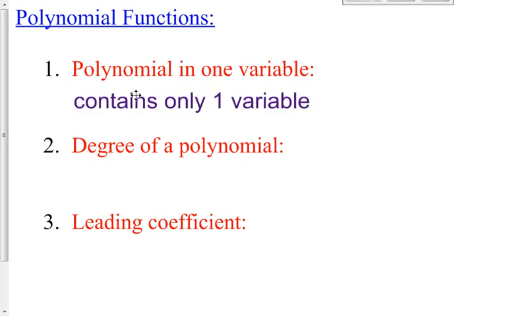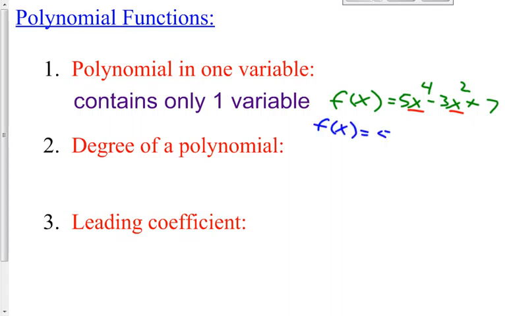So if we take a look at this, f of x equals 5x to the fourth minus 3x squared plus 7. You only see one variable, and that variable is the x. You're never going to see something like this in this class, where it's f of x equals 5x to the fourth minus 3y squared plus 7. This is never going to happen because it has two different variables, x and y. So you're only going to see one and only one variable.